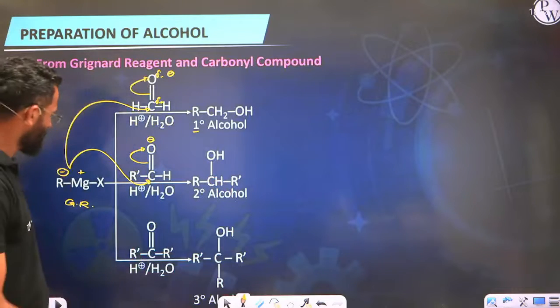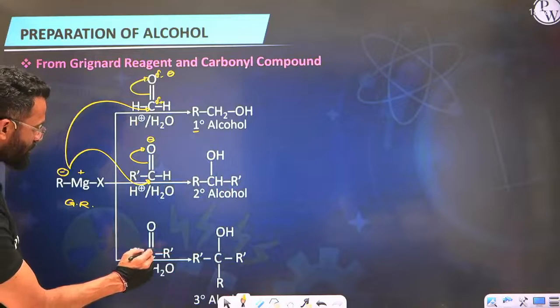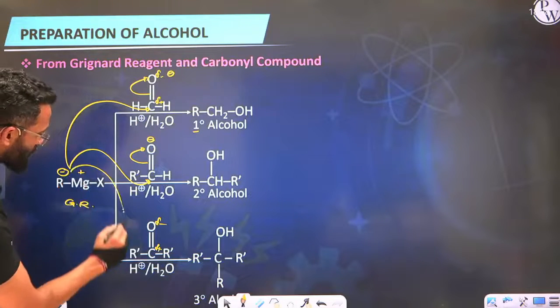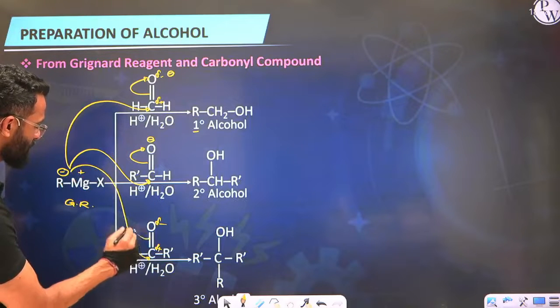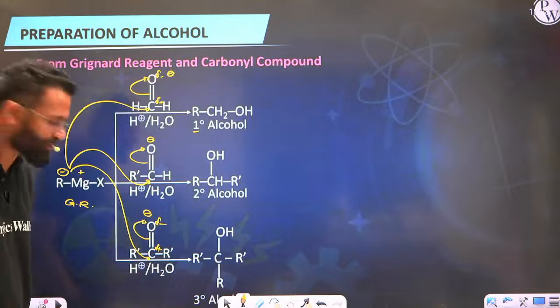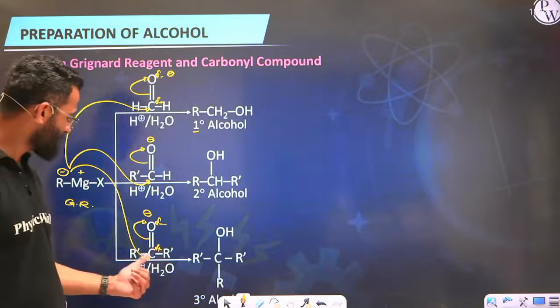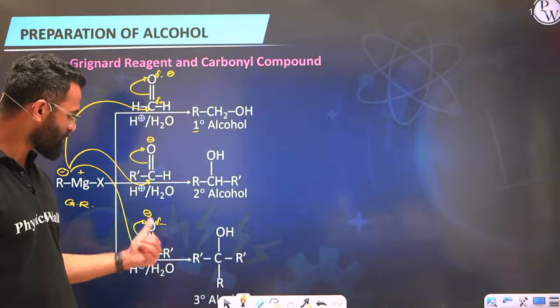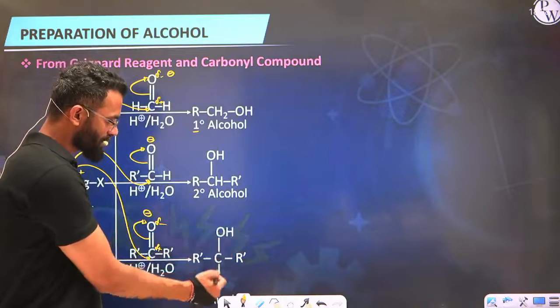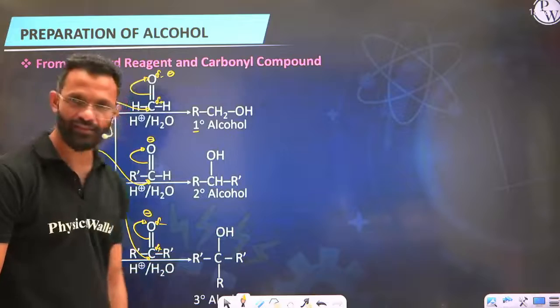Down here, again we have got a deficient carbon. So R minus will attack at the delta plus, the pi bond will break to make it O minus, which will be protonated from a solvent. So what are we getting? RC(R')-OH. The functional group OH is connected to a tertiary carbon, so you'll call the product a tertiary alcohol.